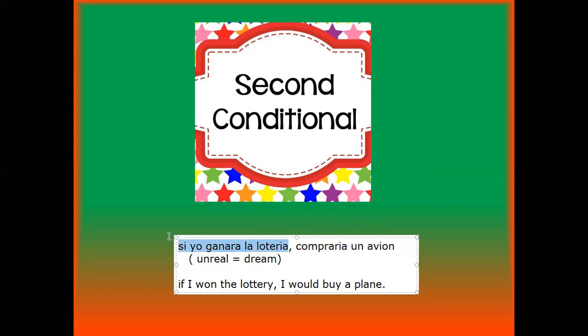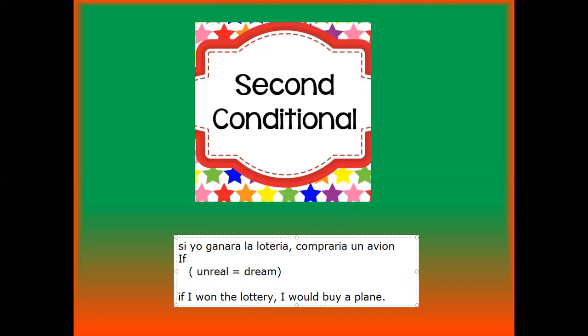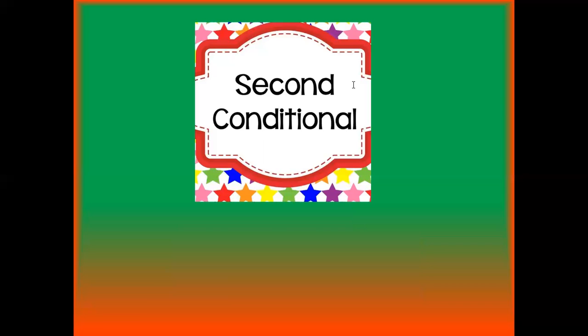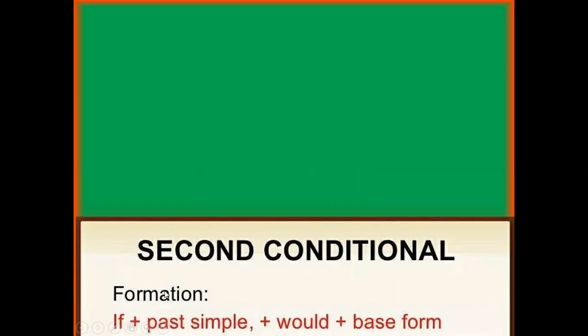As you can see, this, si yo ganara, is simple past. Si yo tuviera, if I had. Si yo comiera, if I ate. So that's why this expression is in simple past. That's how we are going to establish the first if. So we are going to have if plus simple past, comma, and take a look, I would buy a plane. So we're going to use the modal would with the verb to determine the complementary part of the if clause. That's how we create sentences with the second conditional. This is the rule that we can see. The formation is going to be if plus simple past, plus would with the base form.